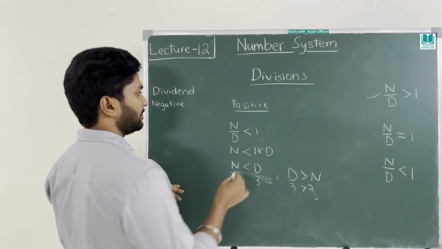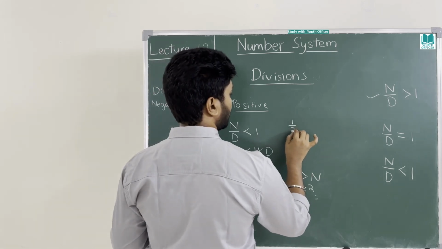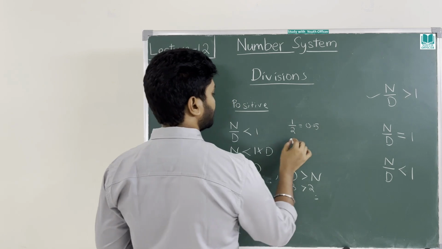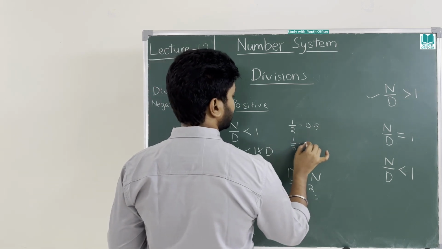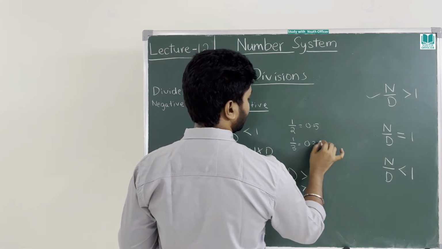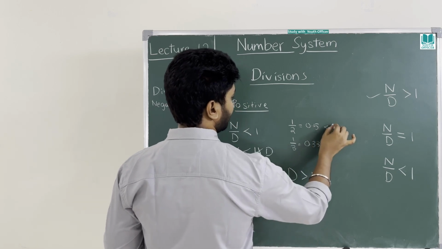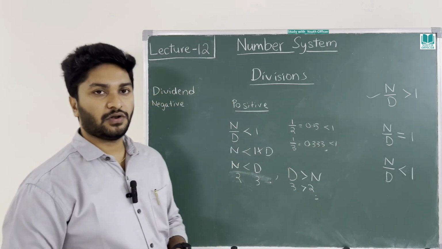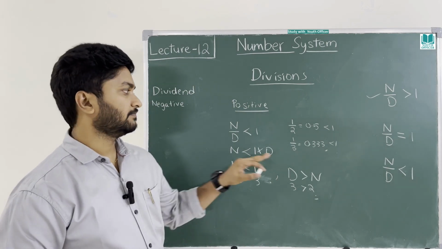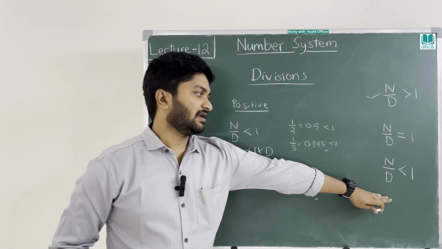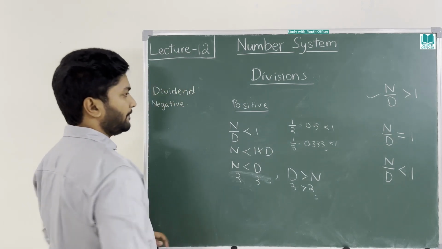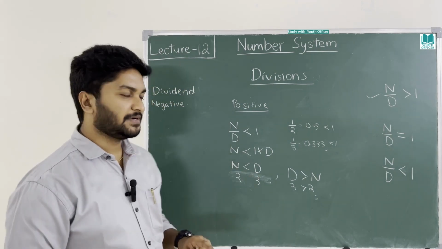Now we'll take an example. 1 by 2, the answer is 0.5. Or you take 1 by 3, the answer is 0.3333. This is less than 1. This is the notation you have to follow in order to meet the requirement. Hope you are comfortable with this concept right now.